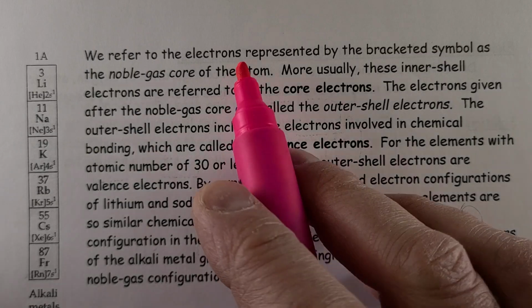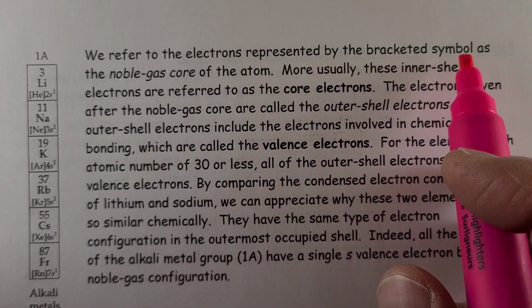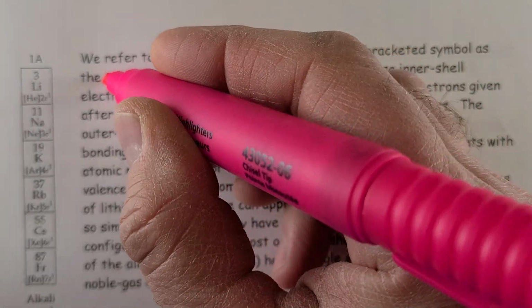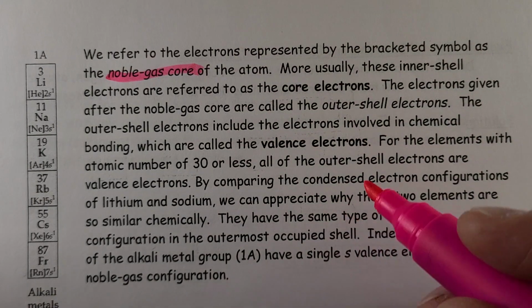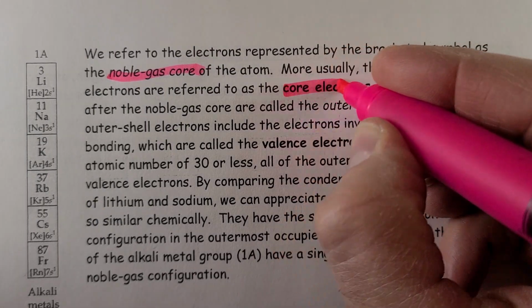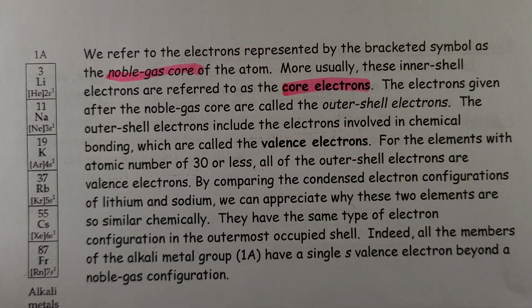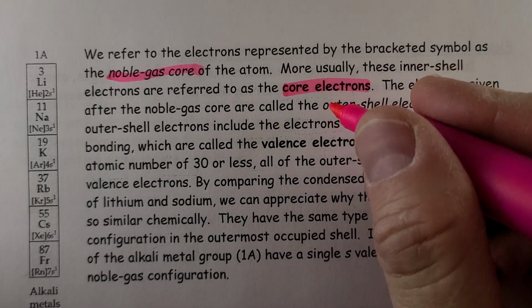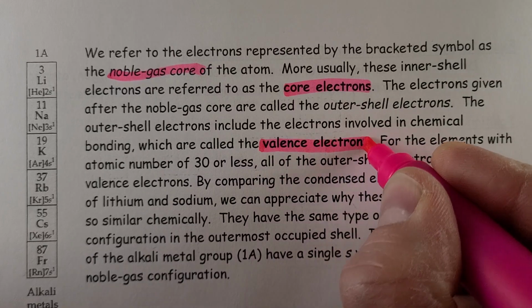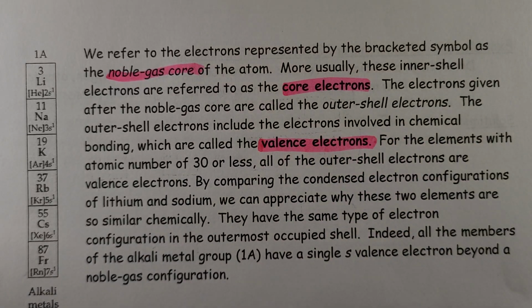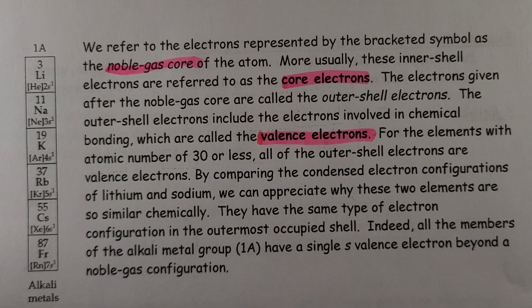If we look at the next page, we refer to the electrons represented by the bracketed symbol as the noble gas core, so the noble gas that immediately precedes it. More usually these are called core electrons. And the electrons given after the noble gas core are called outer shell electrons. Another name that we'll use, and this will come into play next unit, is valence electrons, outer electrons. For the elements with atomic numbers 30 or less, all of the outer shell electrons are valence electrons.